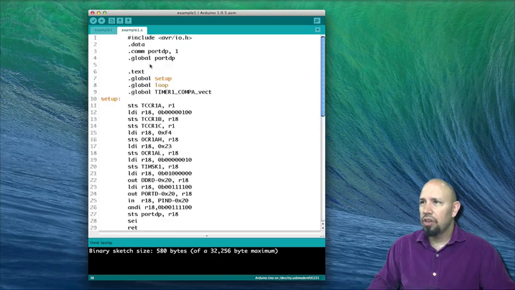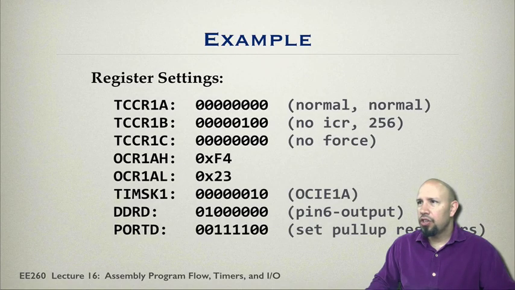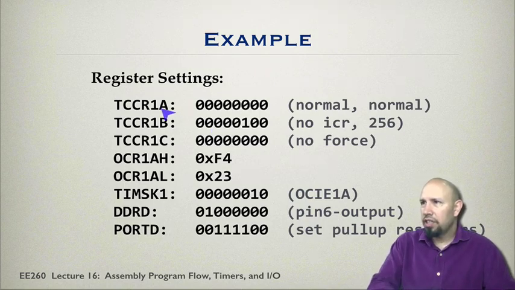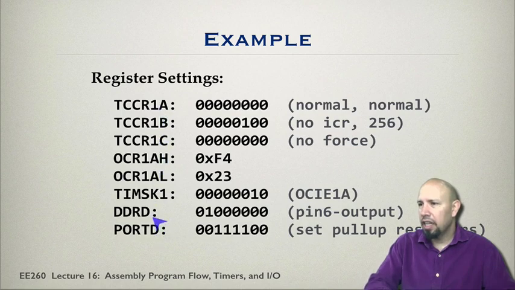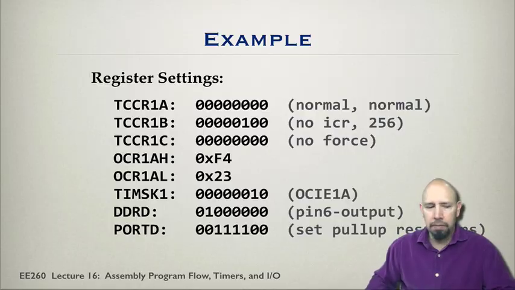Okay, so we'll start here. If you recall, back in our theory portion, we had all of these registers that we were setting: TCCR1A, TCCR1B, TCCR1C, and all of these values. We needed to set all of these values, and all of them get set in the setup routine.